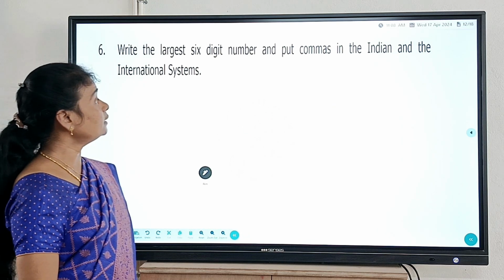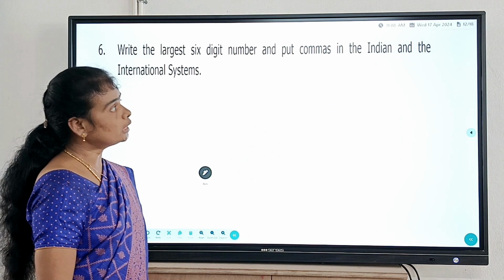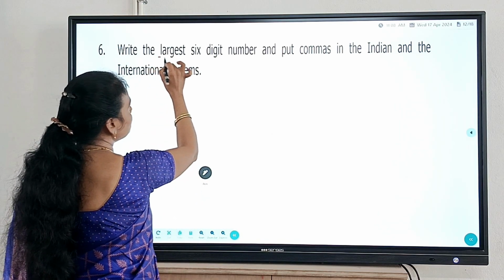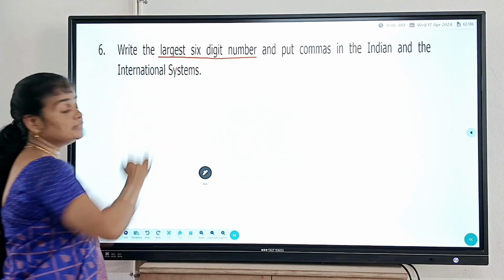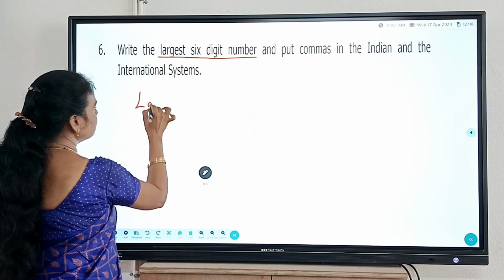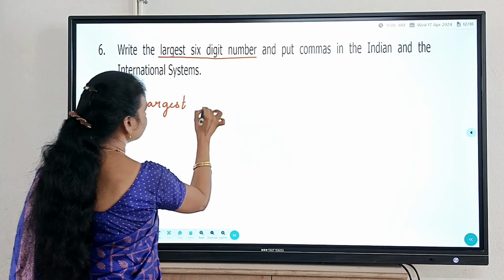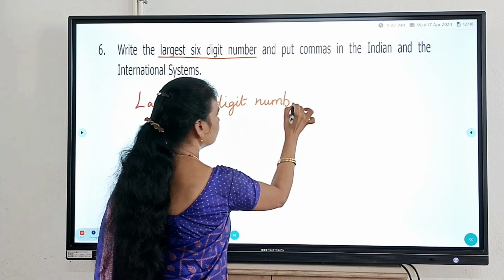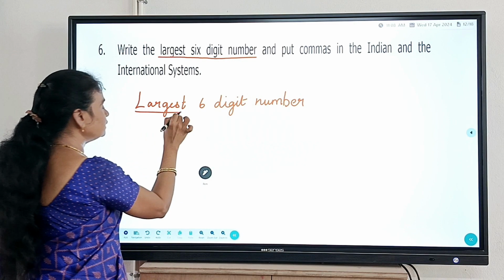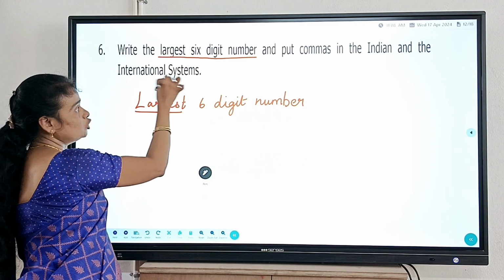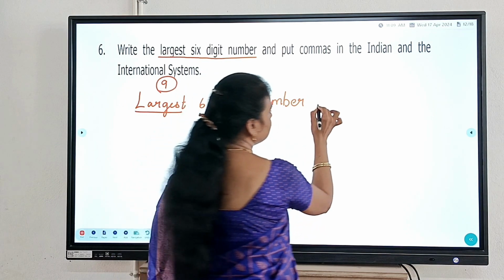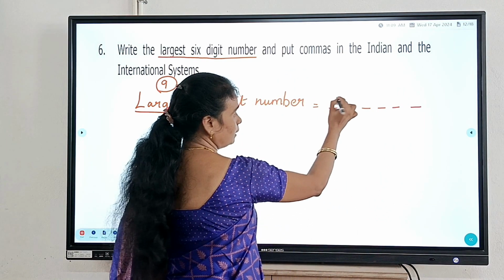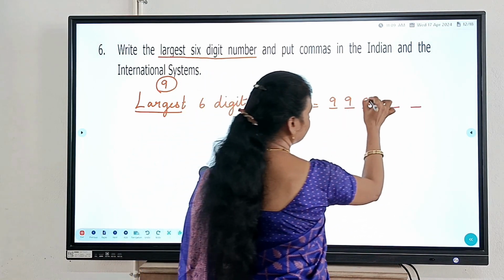The next one, write the largest 6-digit number and put commas in the Indian and international system. So the first step that we are going to write is the largest 6-digit number. So what is the largest 6-digit number? When we see the word largest, what should you get in your mind? It should be 9, and it is a 6-digit number. So write 6 dashes here and all the places should be filled in with 9.